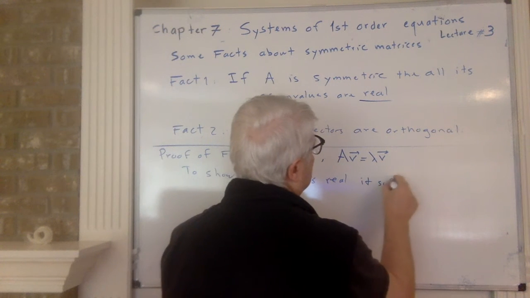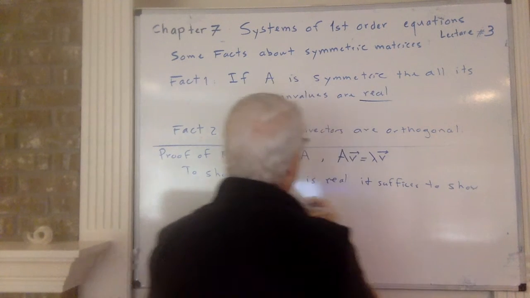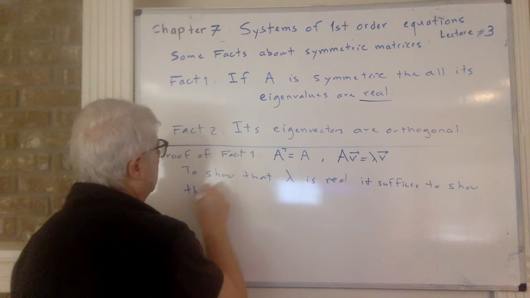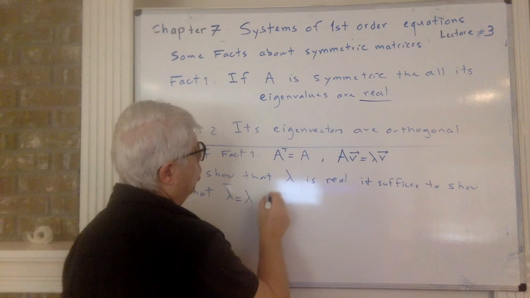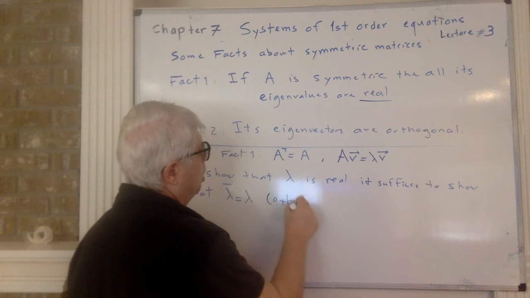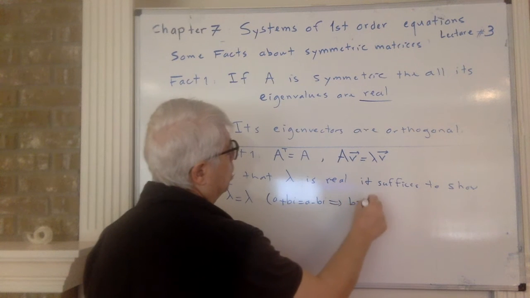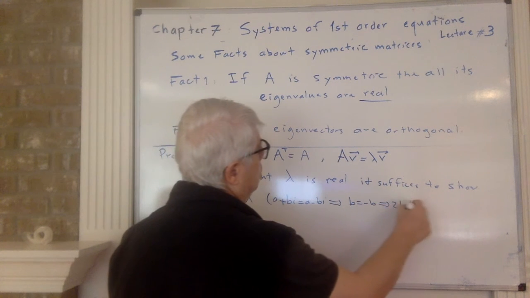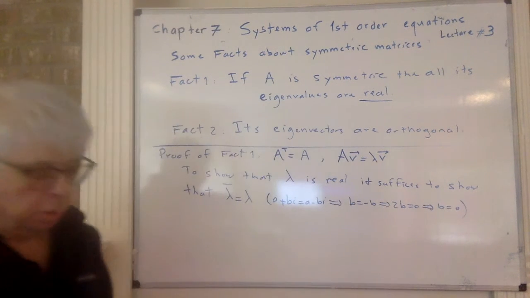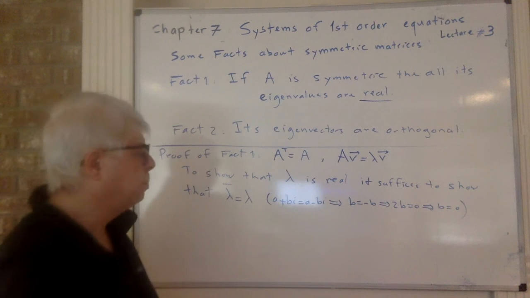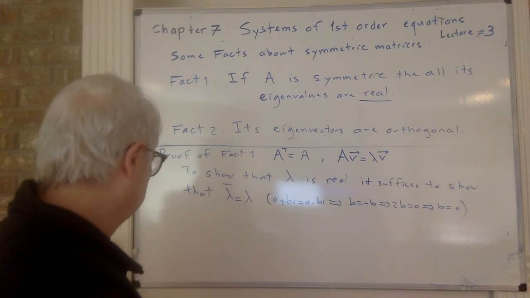it suffices to show that lambda bar equals lambda. Why is it? If A plus Bi equals A minus Bi, then B equals minus B, then 2B is 0, that gives me B is 0. So if B is 0, it is a real number. So that's what I am going to show.